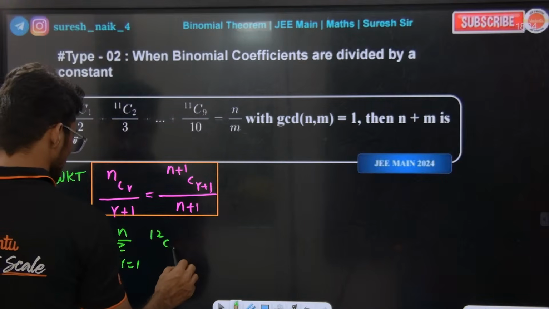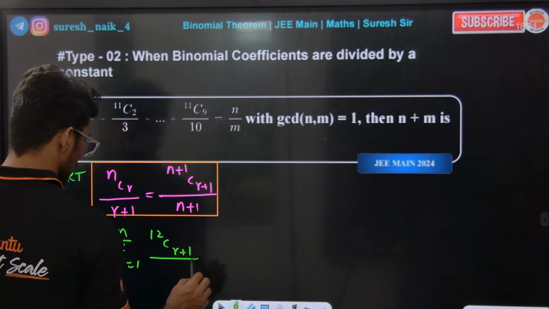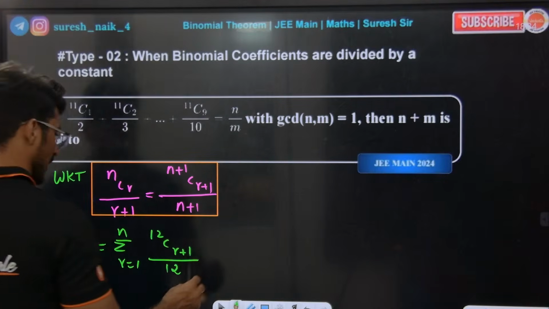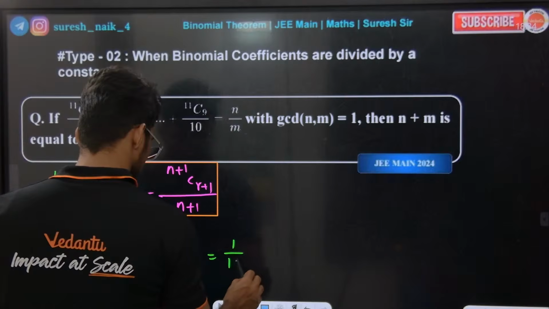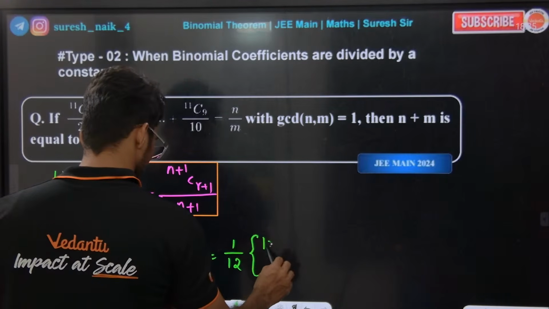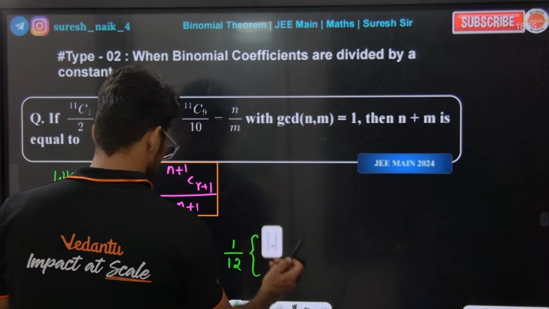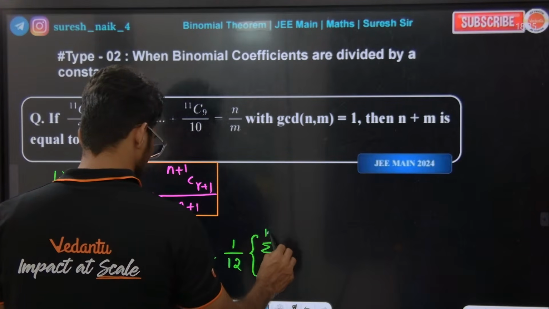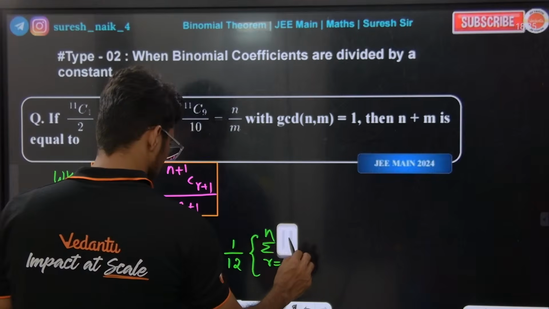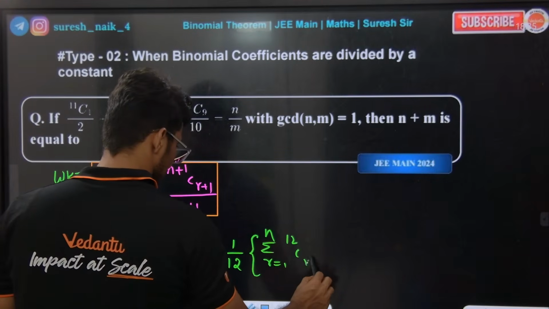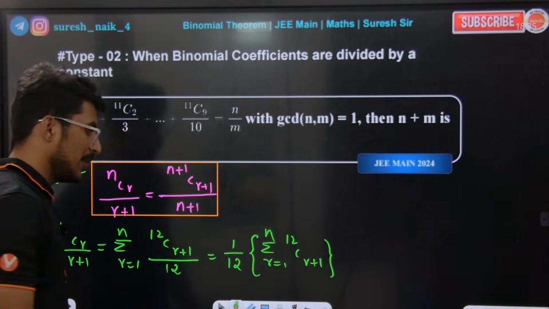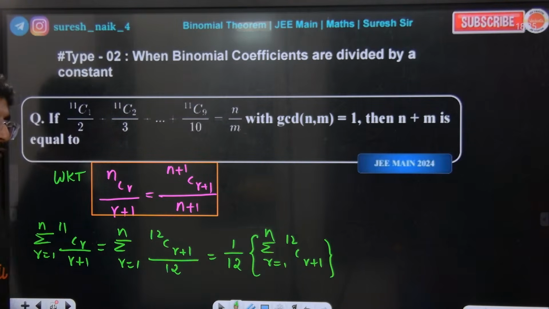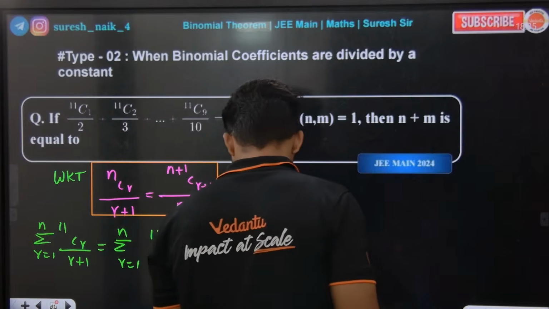1 by 12 as it is. 12c r plus 1 I need, right? Sigma r is equal to 1 to n, 12c r plus 1. Hope you are getting the point. If r value 1 is put, what will come? 12c2 will come. Yes or no? Look at the board everyone.